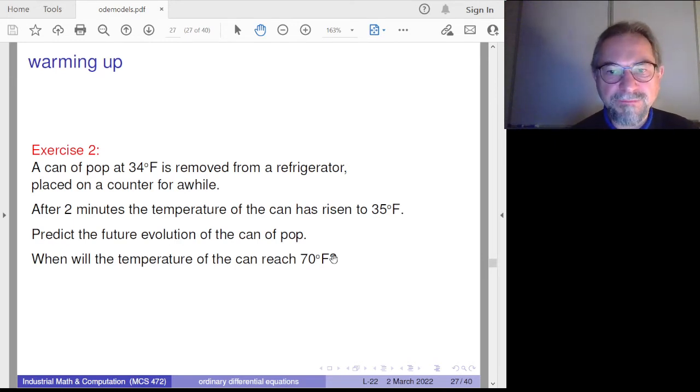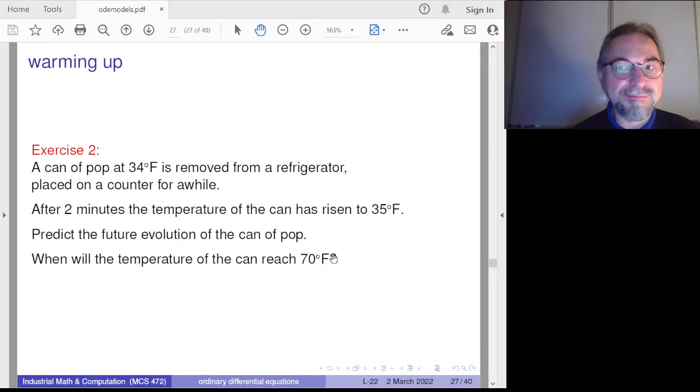Now we observe that after 2 minutes, when we hold a temperature gauge against the can, the temperature has actually increased by 1 degree Fahrenheit, to 35. So, what is the future evolution of the temperature of this can? When will the temperature reach room temperature?